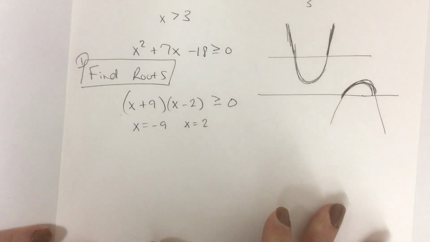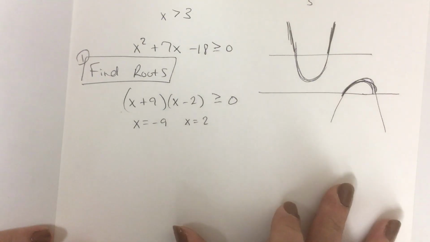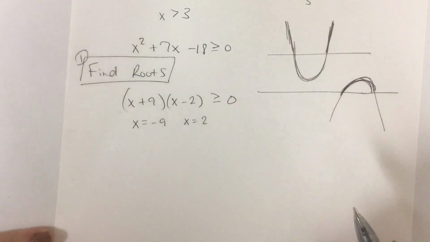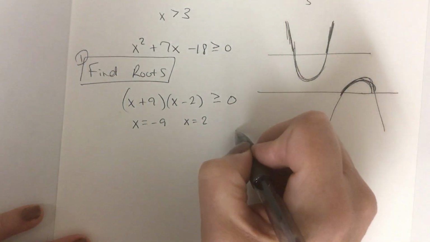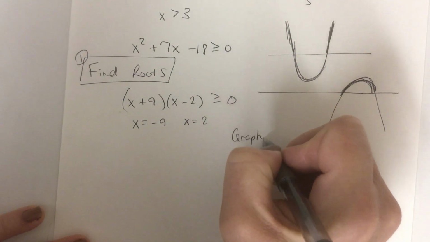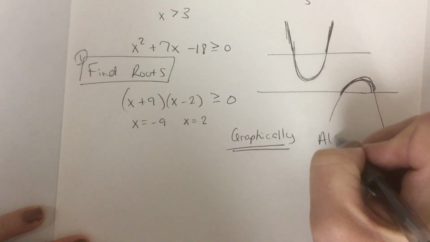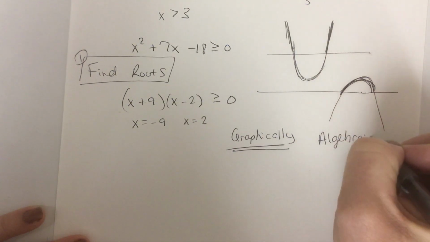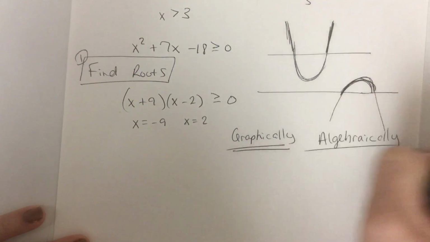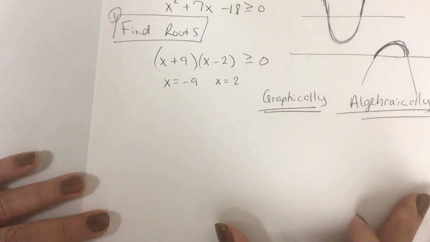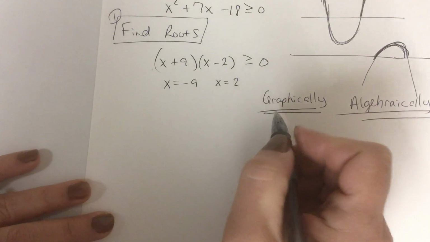Now, there are 2 different ways to proceed from here, and you're going to start to know whether you are a person that likes to think things through graphically or algebraically. So graphically, you're going to think through it this way.